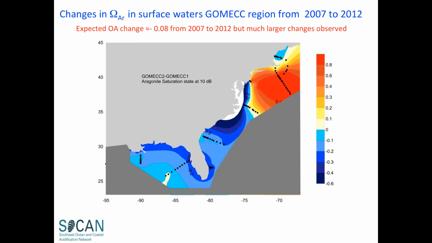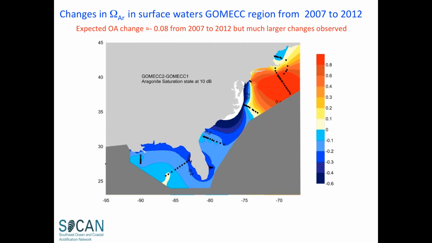So talking about changes, we did 2 cruises as part of the GOMECC campaign, one in 2007 and one in 2012, and this, of course, gives you a great possibility to compare them. This is the difference between the GOMECC 2 cruise in 2012 and GOMECC 1 in 2007. And again, this is saturation states at the surface. What you'll have to remember is that we expect over the 5 years a change of less than 0.1 in aragonite saturation state due to ocean acidification itself.